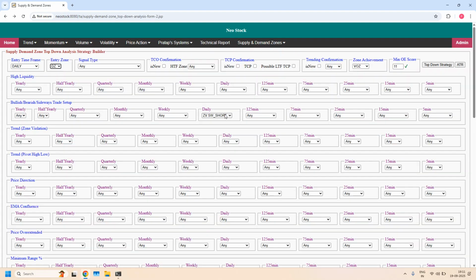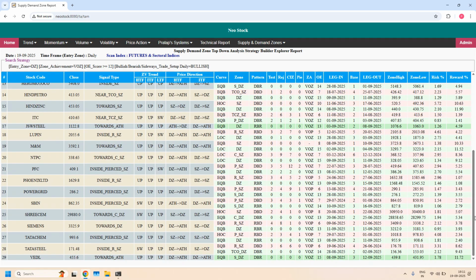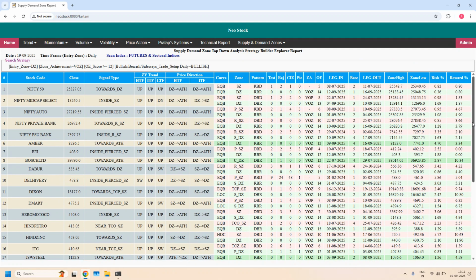Okay, next bullish trade setup. Daily demand zone. Here bullish. Minimum odd enhancer score 12. And we got 29 stocks supporting bullish trade setup for monthly income trade, and all the entry time frame zones are daily demand zones. And pierced zones, use them only for pierced zone strategies. Don't use them for bullish trade setup.